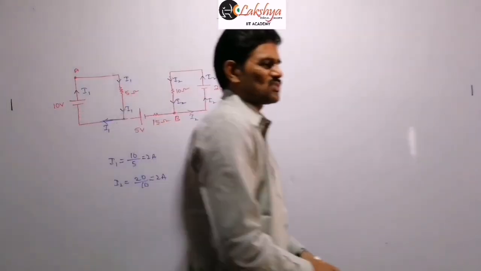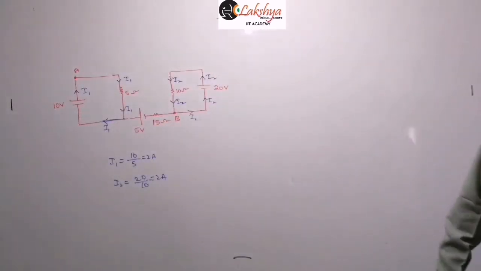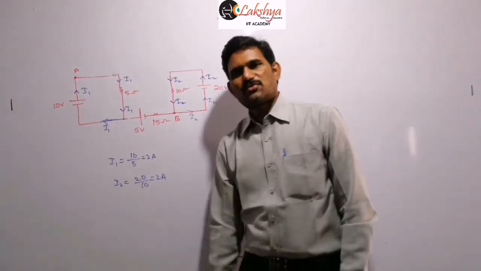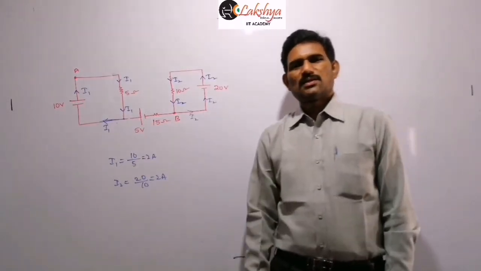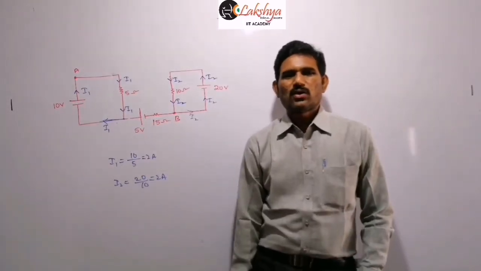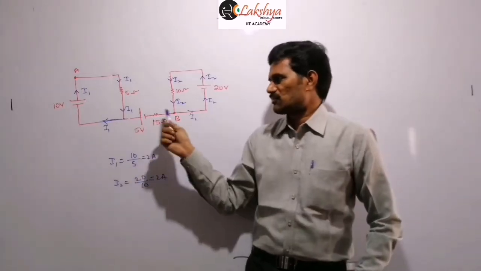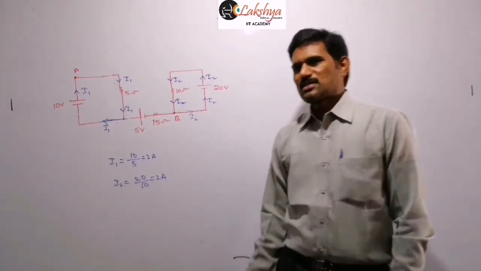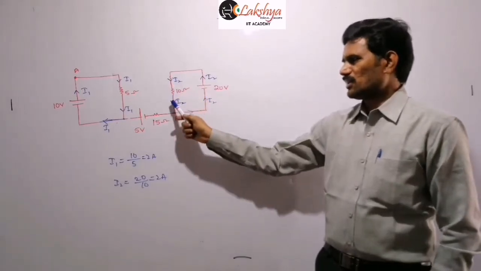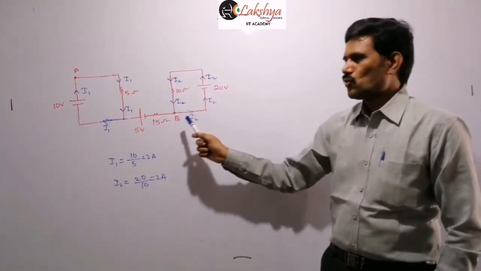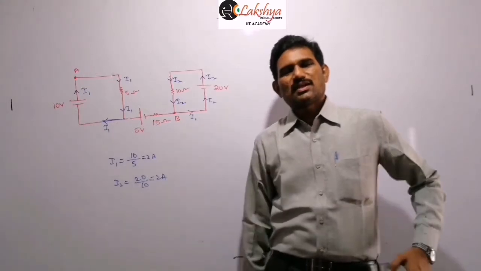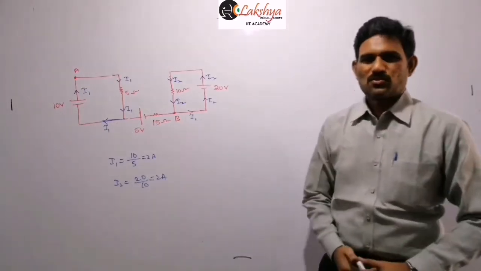Now our question is, what is the current flowing through the 15 ohm resistor? That 15 ohm is here. What is the current flowing through the 15 ohm resistor? Zero. No current is flowing in this path here. Whatever current comes here flows like this, and similarly whatever current comes here will flow like this. No current is flowing in this branch. So the current flowing through the 15 ohm is 0.